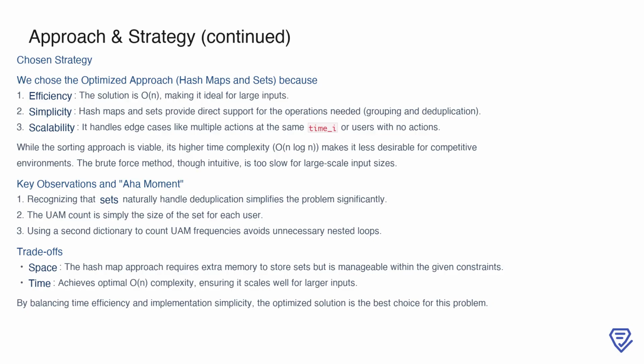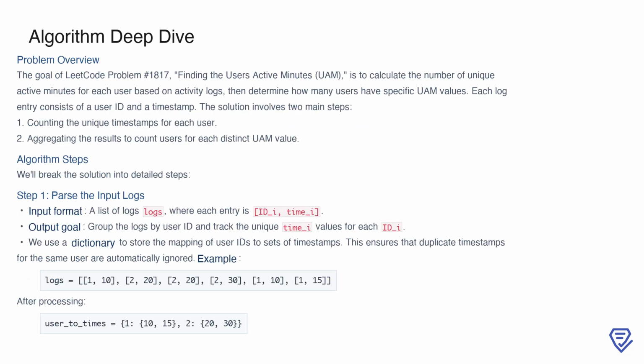The key insight that simplifies this problem is recognizing that sets automatically manage deduplication, allowing us to compute UAMs directly as the size of each user's set. Using a second dictionary to count UAM frequencies further avoids the need for nested loops, ensuring optimal performance. By striking a balance between time efficiency and implementation simplicity, the hash map and set-based solution provides the best overall approach for this problem.